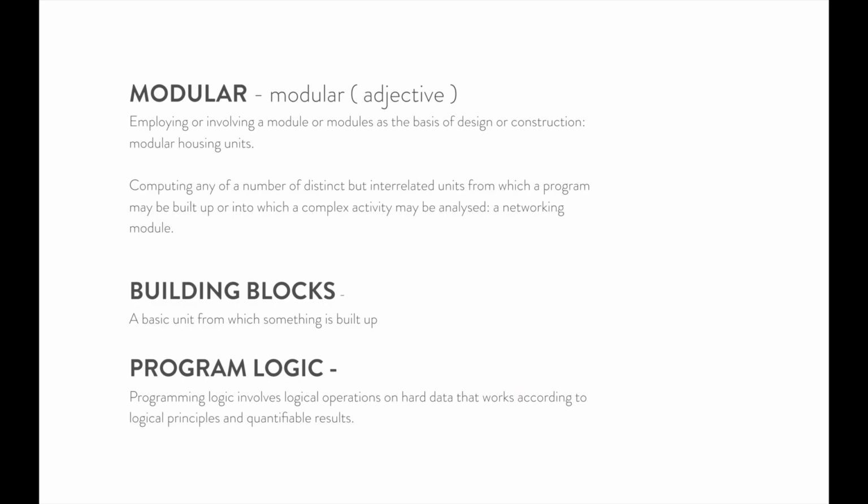Now let's just go over the keywords that we use to define a function. The first keyword is modular: employing or involving a module or modules as the basis of design or construction. Modular housing units. Computing: any of a number of distinct but interrelated units from which a program may be built up or into which a complex activity may be analyzed. A networking module.